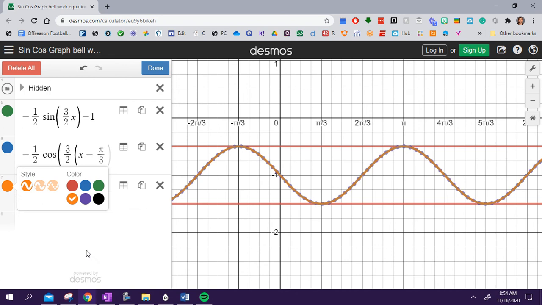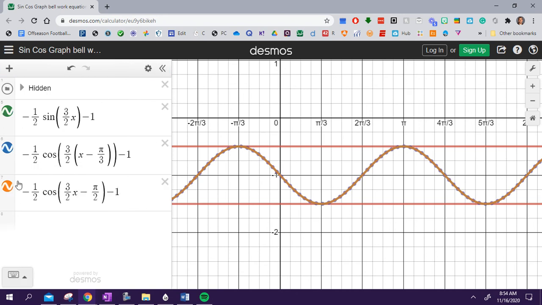Sorry, let me color code here. If I turn that on and off, you can see that those are the same graphs. Okay, they look different, but they're the same. It's because that 3/2 is factored out. Here's what we're learning. This is called a phase shift. We shift horizontally and we change the period length. That's going to make it the ugliest. That's what's going to happen right here.